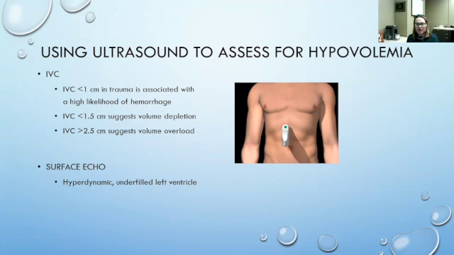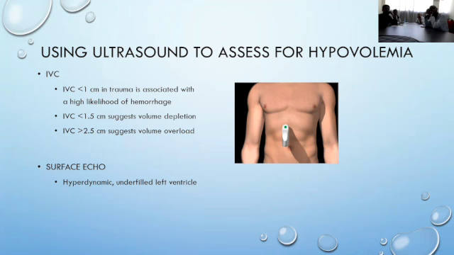So looking at the IVC, here's the probe position for that. I use the cardiac probe for this. You could also use the big curved probe, that will work fine too. Almost any probe, honestly, will work for this view. There's good data to show that a small IVC in a trauma patient means that that patient is bleeding. There's not as good data, but some to show that if your IVC is less than 1.5 centimeters, you're probably hypovolemic. And if it's greater than 2.5 centimeters, you're probably hypervolemic.